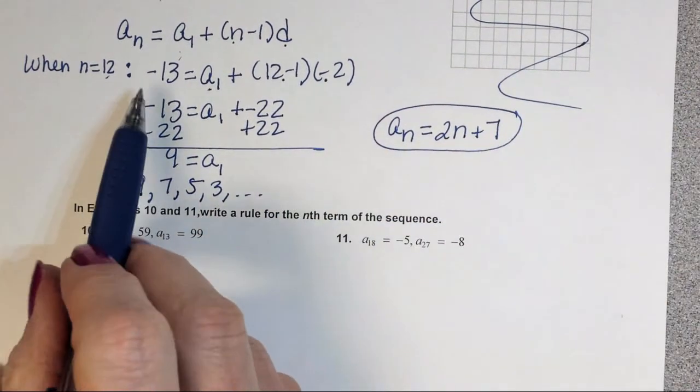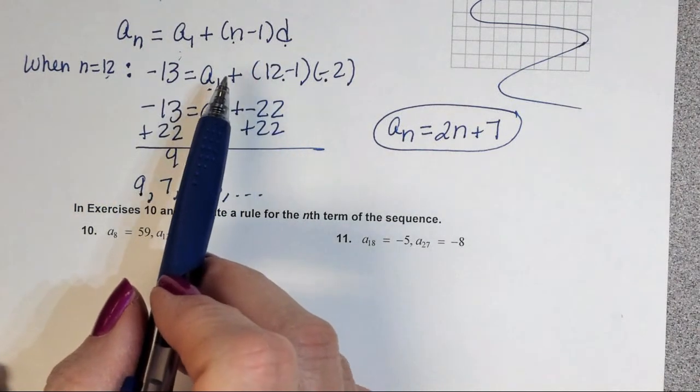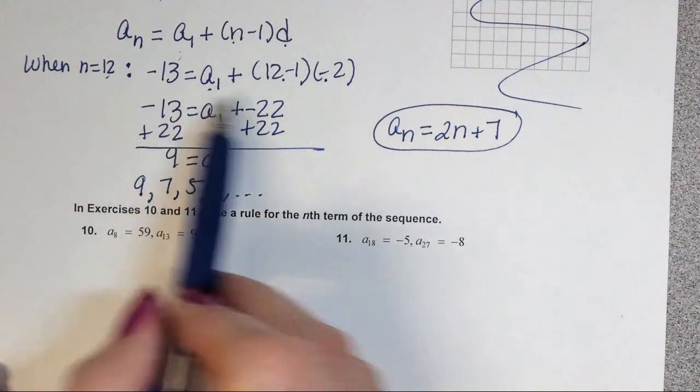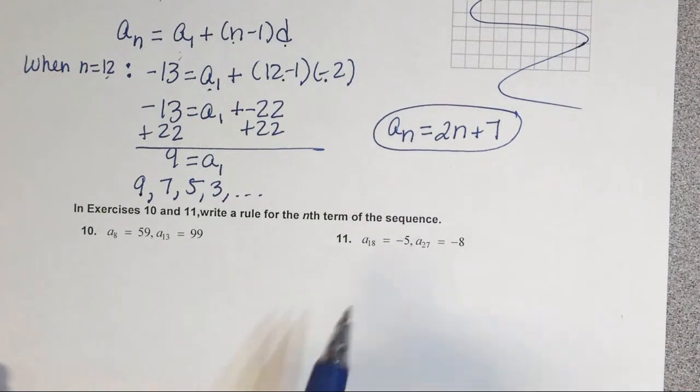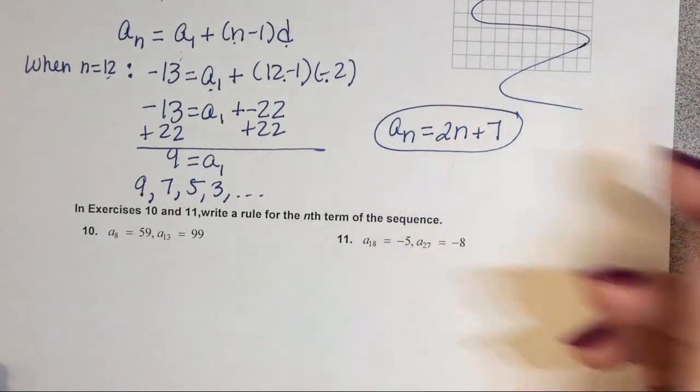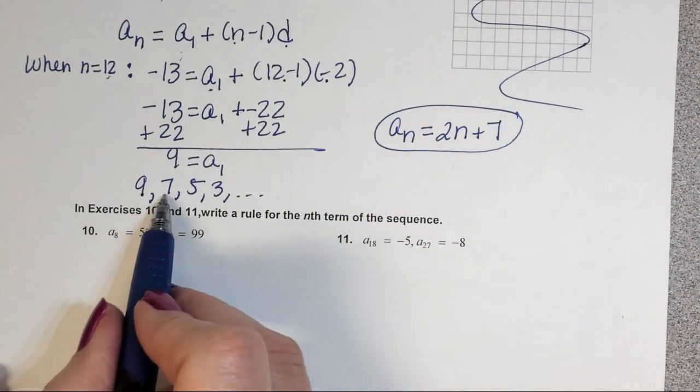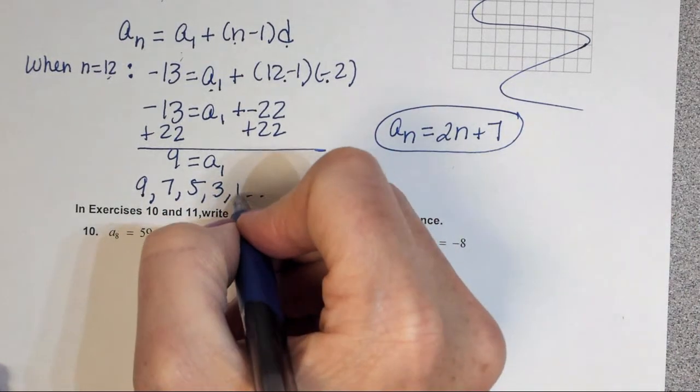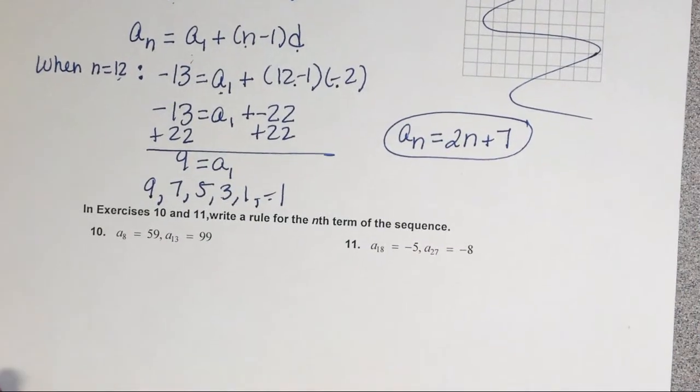Or I could just go back and use the formula if we wanted to. Okay? But either way, that's going to be it. And then they want us to find the first 6 terms. Well, I already found the first 4, 5, 6. There we go.